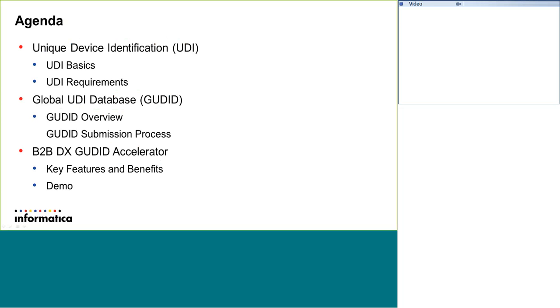This presentation covers three main topics. First, I will explain what the UDI regulation is and what are the key requirements that should be met in order to comply with it. Later, I will clarify what is the Global UDI Database, the GUDID, and describe how the GUDID submissions process looks like. Eventually, I will introduce our B2B Data Exchange GUDID Accelerator and the key features and benefits it provides. I will also show a short demonstration of the GUDID Accelerator capabilities.